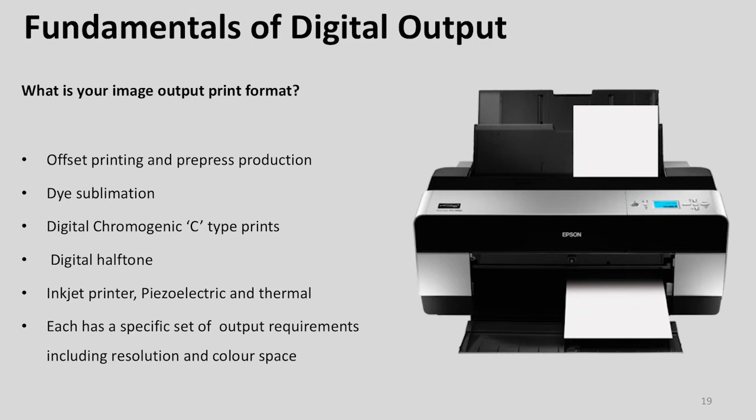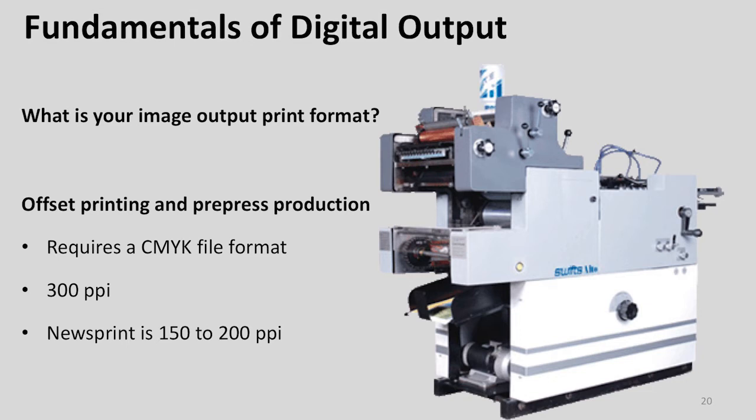So if you're sending your image for offset or pre-press production, so that's the commercial high output print process, which can be found in the magazine, book and newspaper printing industry, you need to prepare your file and output your file in CMYK file format at 300 ppi. Newsprint is different to this. Newsprint will only require a 150 to 200 ppi resolution file. Why? Because it's a lower resolution output.